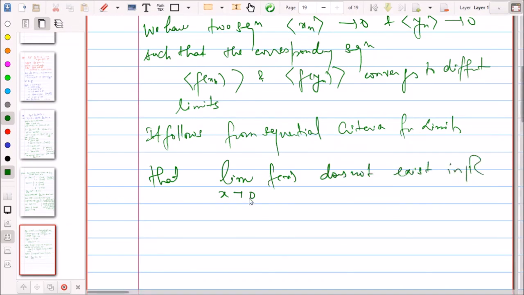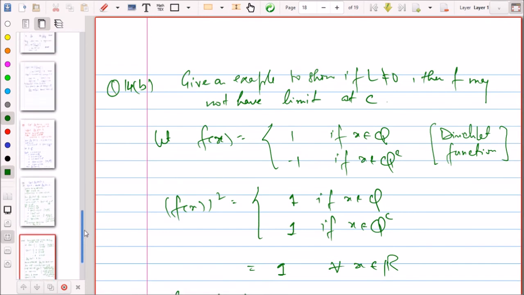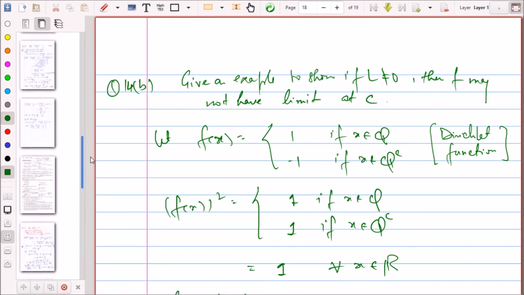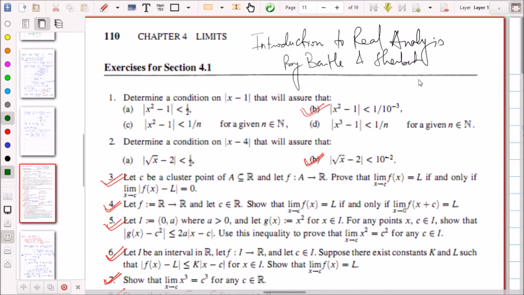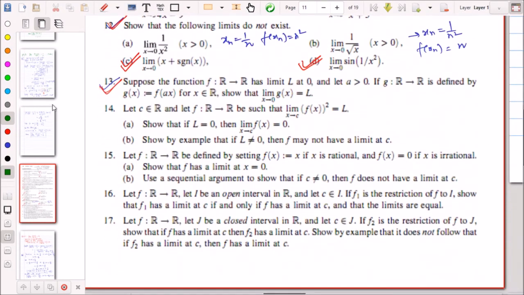In fact, we could have taken any point c in place of 0. This example is used in a lot of places, so you must remember this example. So we have completed question number 14. Let us see what else is remaining.